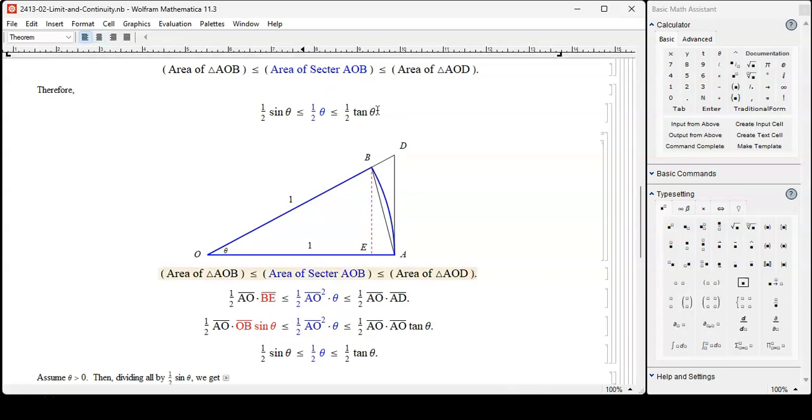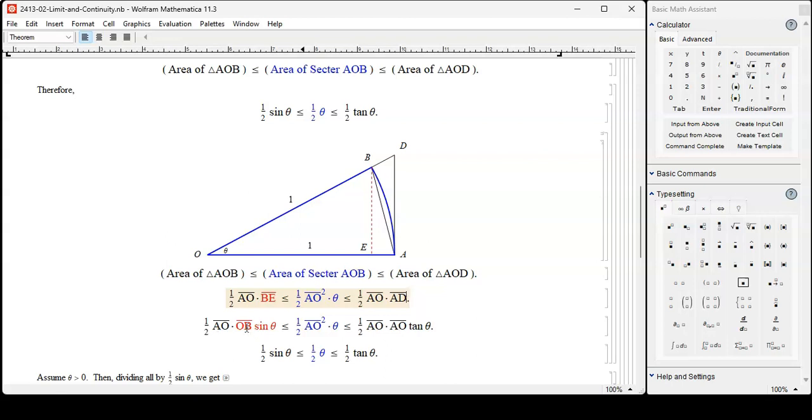If you're not directly getting this area formula, then you can deduce it from the standard triangle area formula: 1/2 base times height. Base is OA and height is BE. And what is BE? If you look at this even smaller triangle, angle E is a right angle and 1 is the hypotenuse. So this height BE is the opposite of theta.